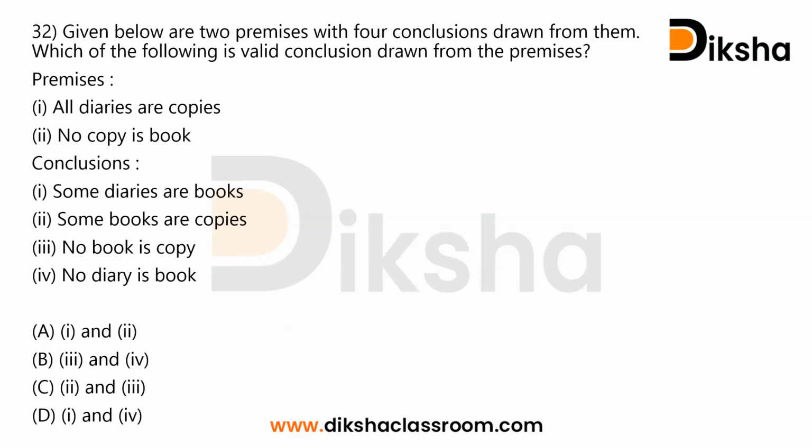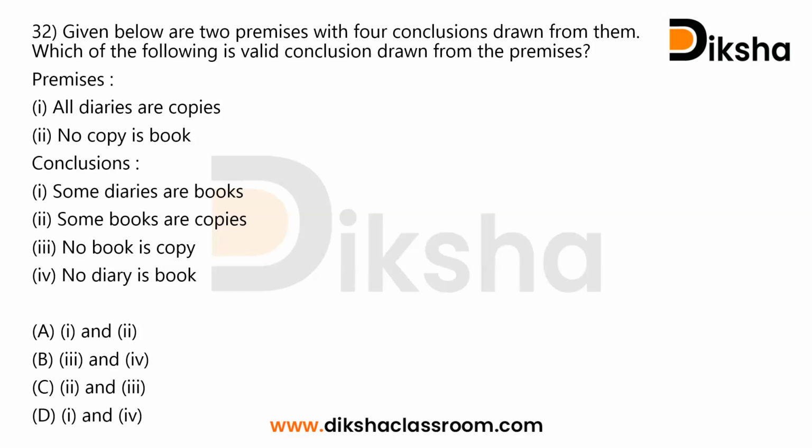Question number 32. Given below are two premises with four conclusions drawn from them. Which of the following is a valid conclusion drawn from the premises? Premises are: all diaries are copies, no copy is a book. And the conclusions given are: some diaries are books, some books are copies, no book is a copy, no diary is a book. This is a question from the syllogism topic. We can do this question in a lot of ways. Here we'll be using one of the easiest methods, that is the Venn diagram method.